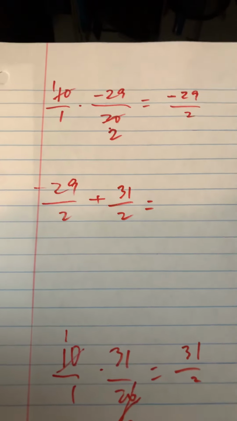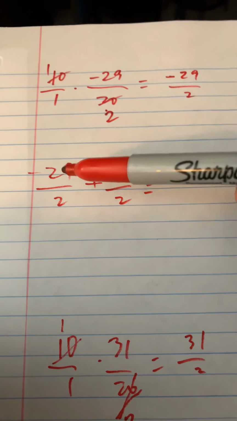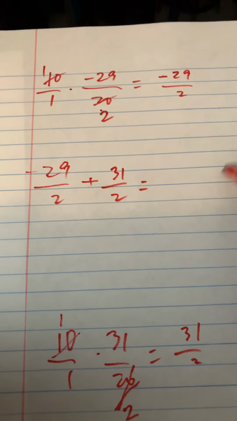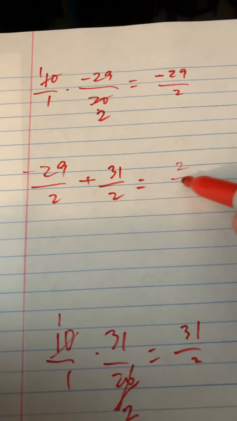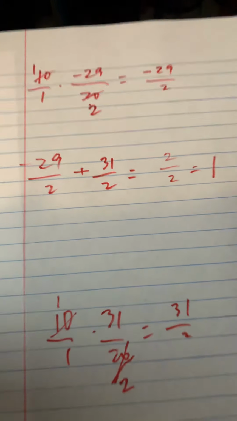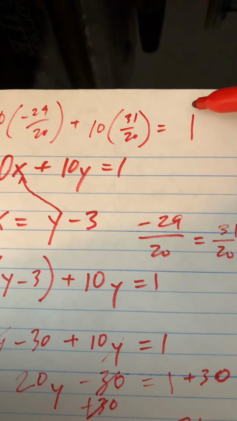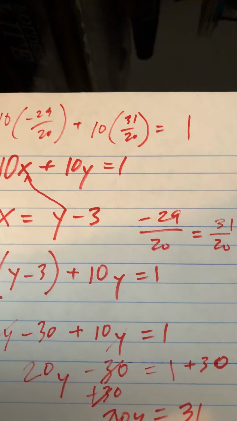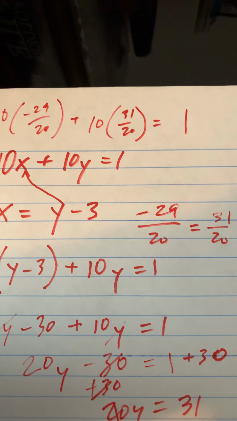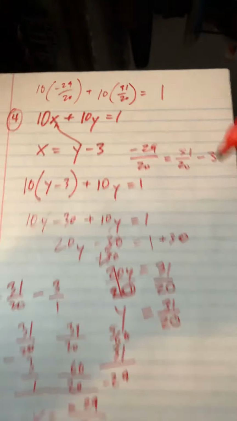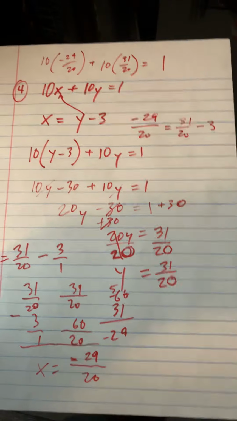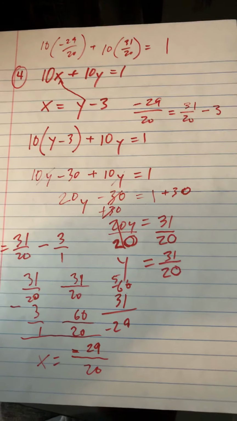Okay, now what does that give us? Negative 29 plus 31 gives us positive 2 over 2, which equals 1. And what do you know? It balances out. Wow. I imagine you're looking at this and maybe going, what just happened? Maybe go back and watch that one more time.